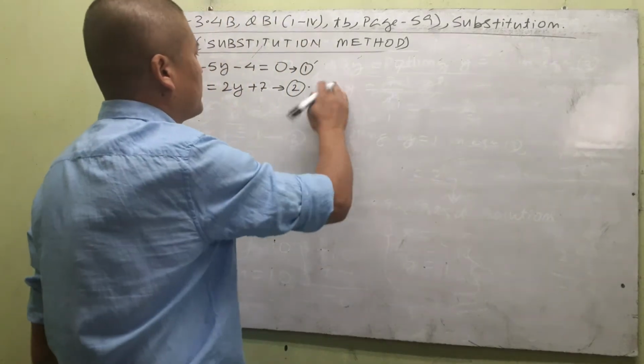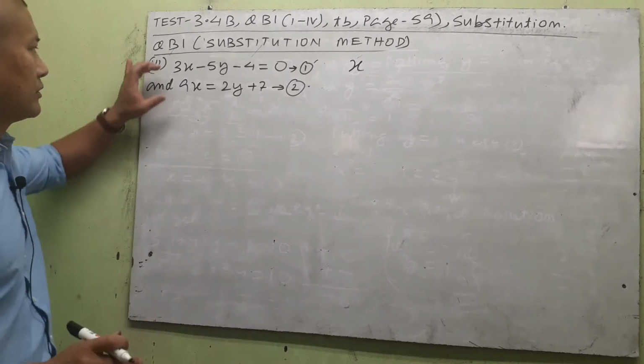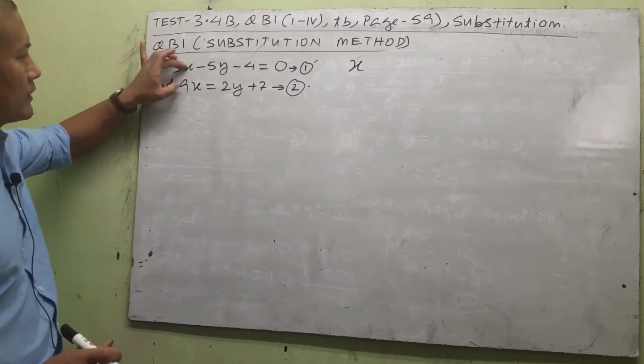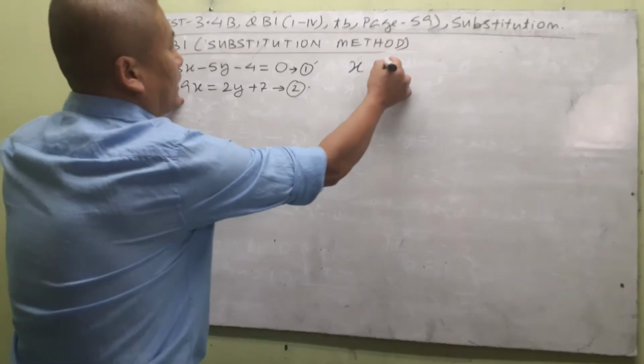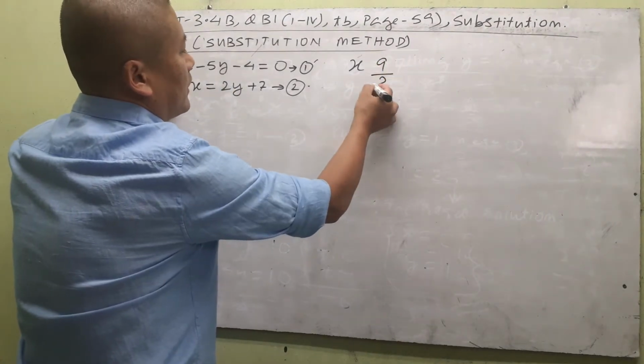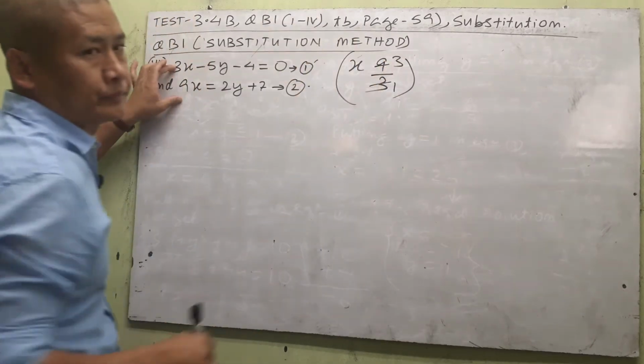There is no hard and fast rule for that. But if you do this, it makes it a lot easier in solving by substitution method. Coefficients of x in equation 1 is 3, in equation 2 is 9 here. So bigger 9, so put it up, and 3 down. And if you can cancel, you cancel them. 3 1s are 3, 3 3s are 9.